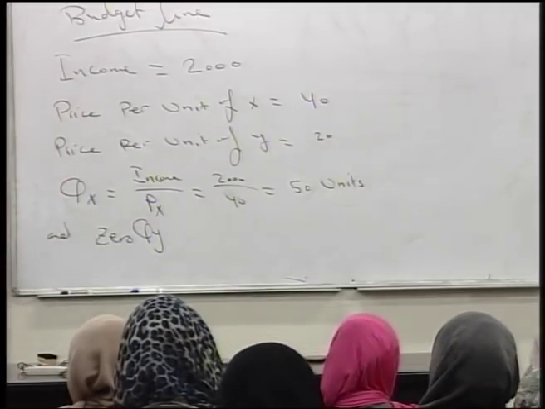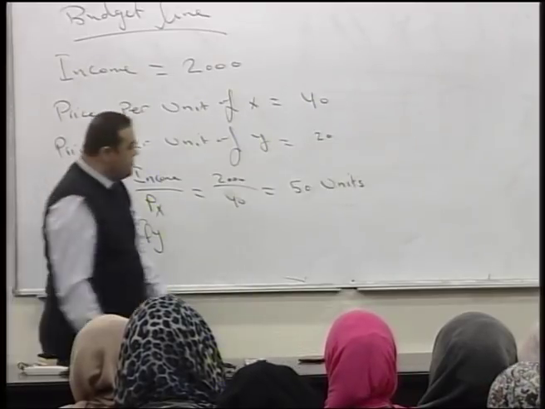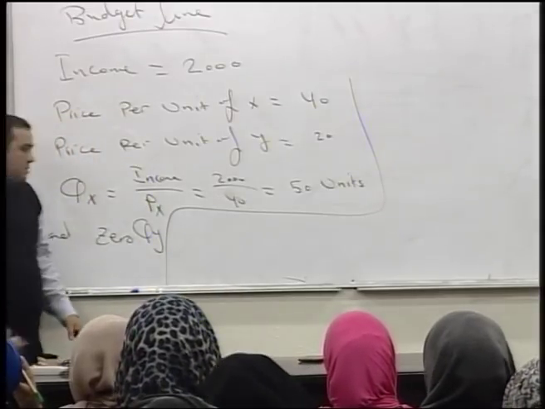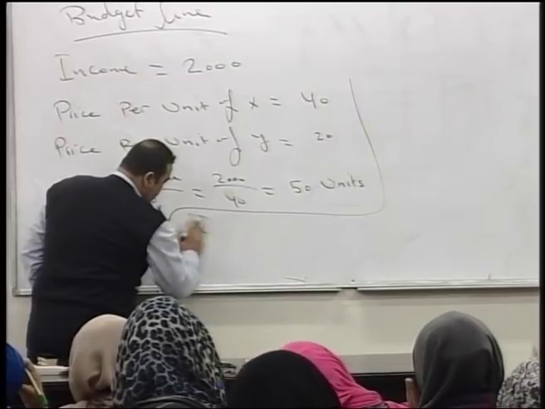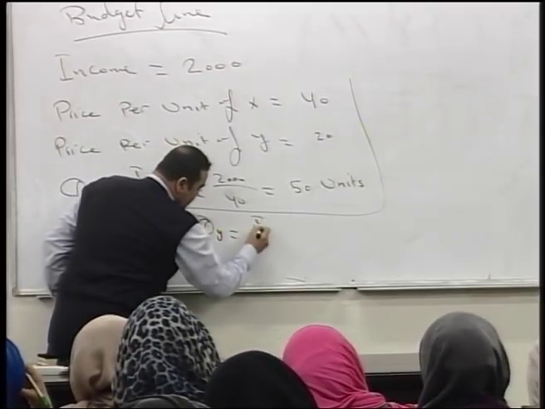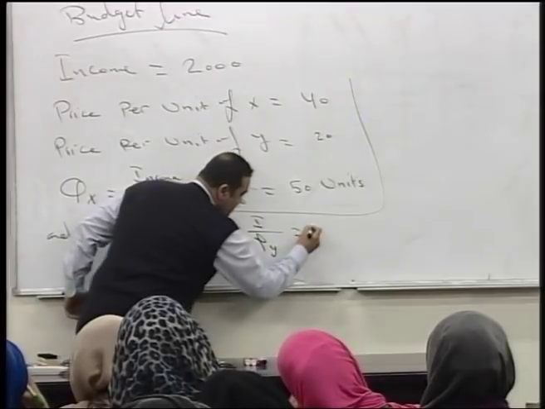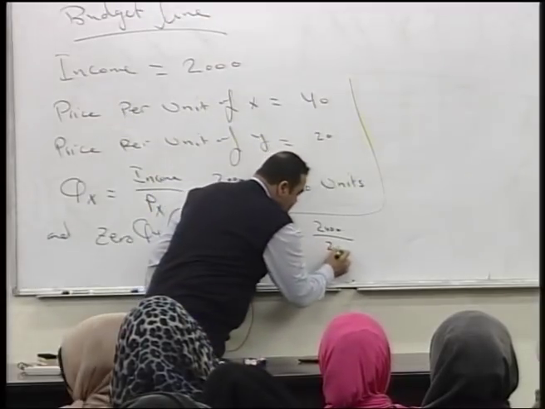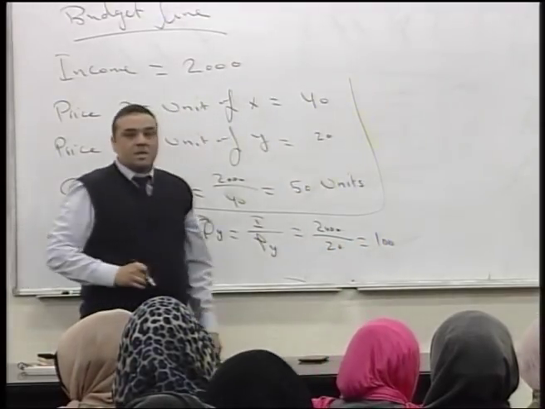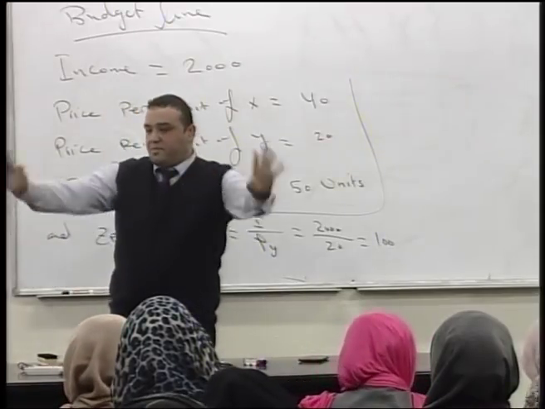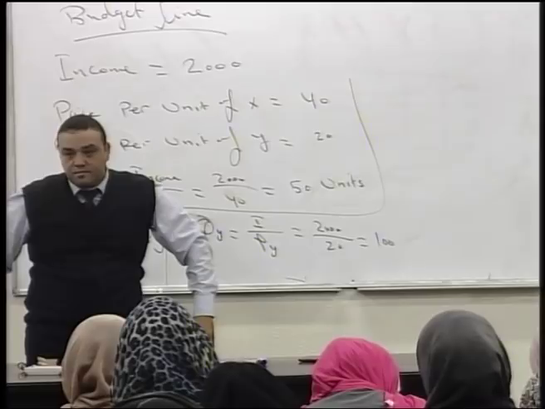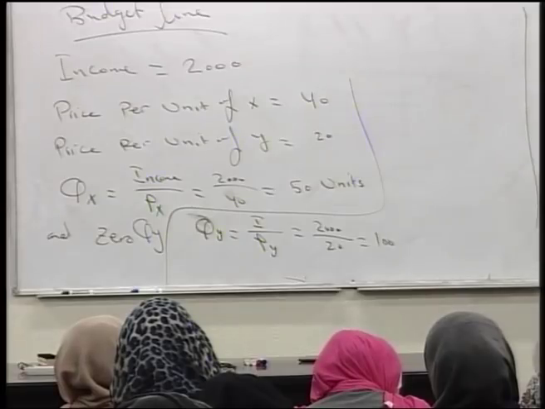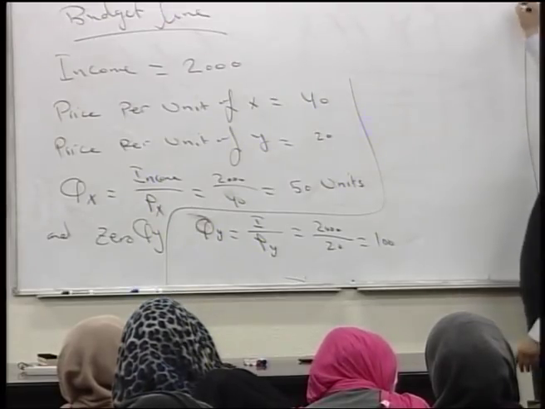If the consumer wants to buy only Y, the quantity of Y equals income over price of Y: 2,000 over the price of Y, 20, equals 100. 100 units of Y and 0 from X. Okay? Well, here's the quantity of X and the quantity of Y.